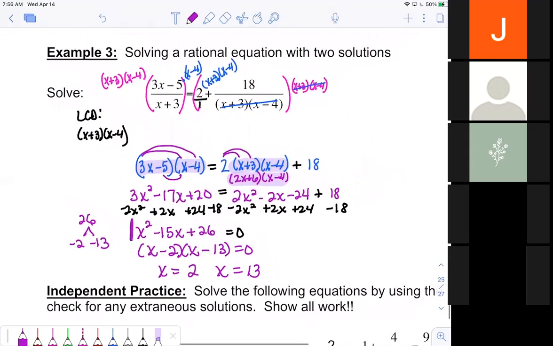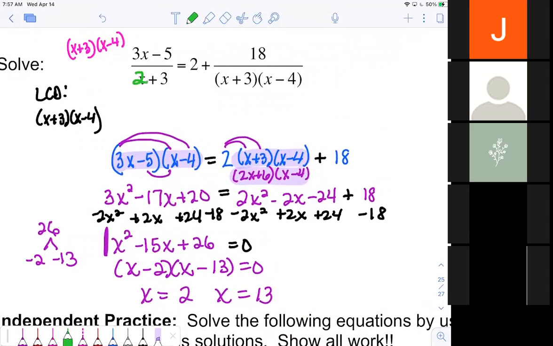So finally, just make sure, I'm going to go back to the original problem, cancel out my stuff here. Please don't forget to check for extraneous solutions. And that means that you need to check the 2 to make sure that it doesn't make the denominator 0. So 2 plus 3, 2 plus 3, 2 minus 4. None of those become 0. And the same thing with the 13. If you plug a 13 in, all of those: 13 plus 3, 13 plus 3, 13 minus 4. So none of those make the denominator 0. So this would be our solution. Any questions?